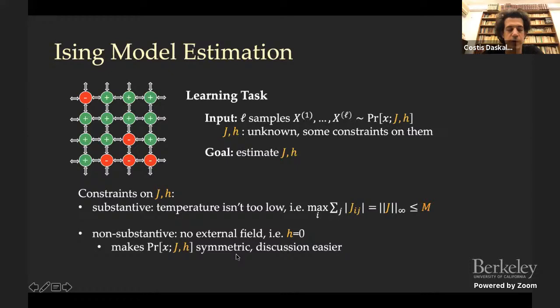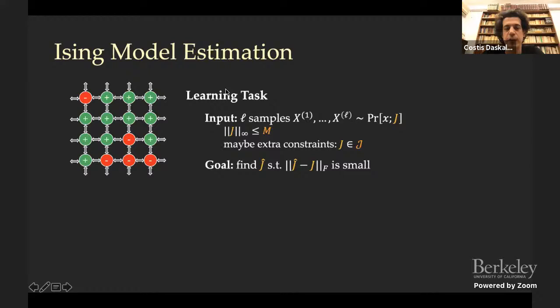All right, so with these assumptions, here's the learning task that I'm interested in. L samples from an Ising model. Now I'm simplifying my notation because the external field is gone. The interaction matrix has this bound on the temperature. And I may potentially throw in some other constraints, and I'm going to abstract away these constraints by J belonging to some family of interaction matrices. So my goal today will be, given these samples, to estimate the interaction matrix to minimize the Frobenius norm of the error. Other types of guarantees are also reasonable, but I'm going to focus on this one today.